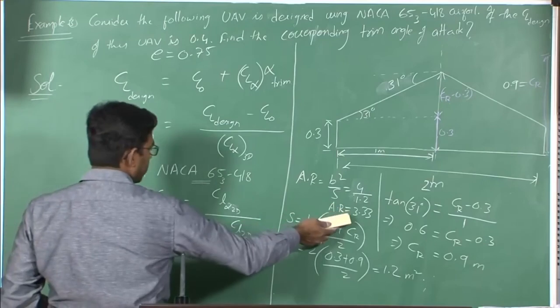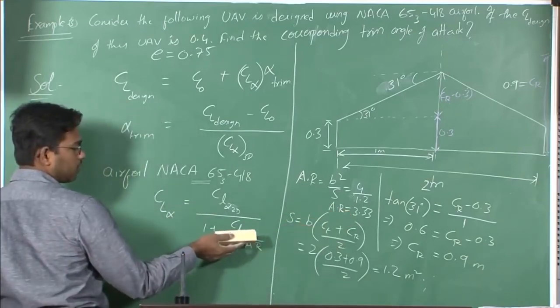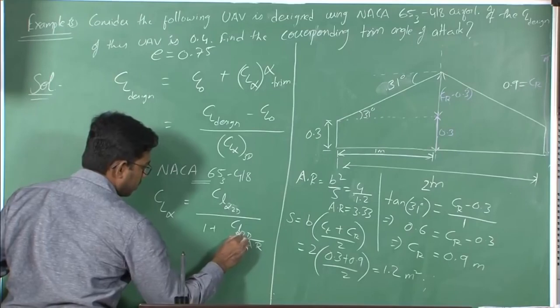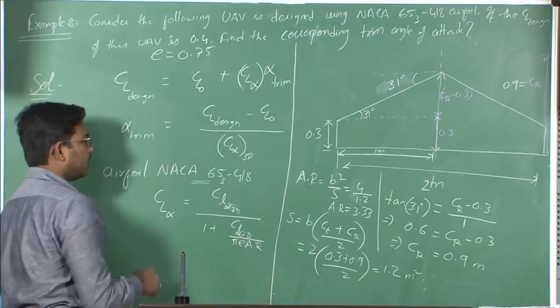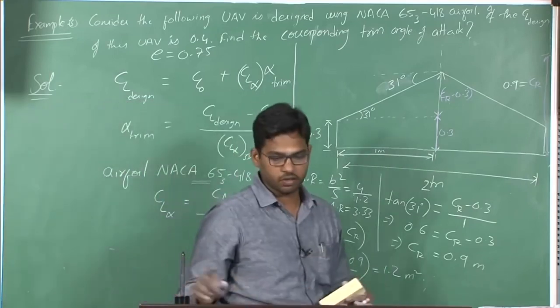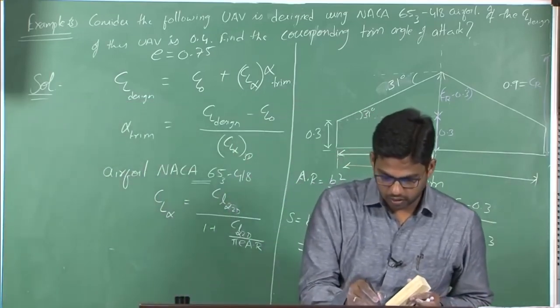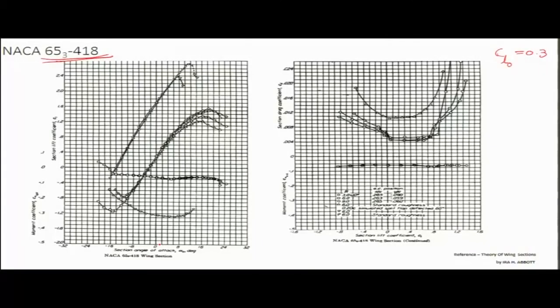So, you know what the aspect ratio is. Now, what you need to know is CL alpha 2D. Let us go back to this airfoil data, NACA 65-3418. So, this is the airfoil. We can see here the variation of lift coefficient with angle of attack as well as pitch moment coefficient with angle of attack. This particular plot represents the drag polar, and this is CM versus CL about C by 4, or the aerodynamic center.